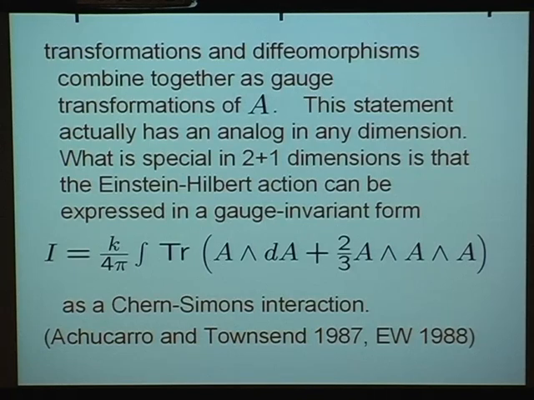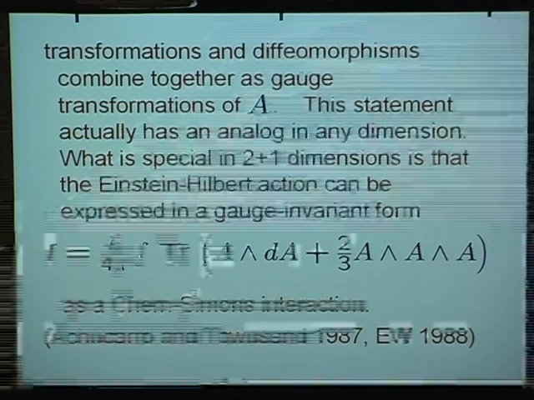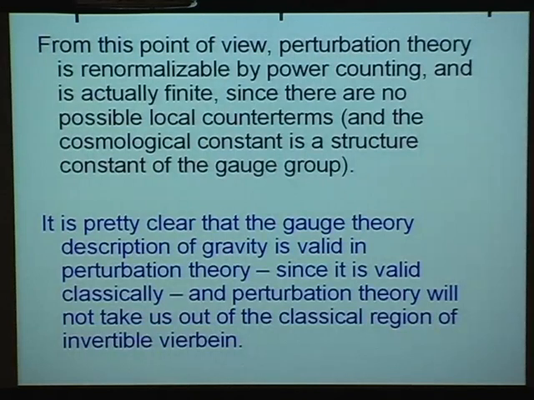Now this is actually true in any dimension, but there's something that's unique to 3 dimensions. What's unique to 3 dimensions is that you can actually write the Einstein-Hilbert action in a gauge-invariant form as a Chern-Simons theory. That doesn't have an analog in 4 dimensions, and it's the reason that this naive relation of gravity to gauge theory is more useful in 3 dimensions. Now, if you approach perturbation theory via gauge theory, then it actually has better properties. Now it's actually renormalizable by power counting, and it's even finite because the Chern-Simons coefficient isn't subject to infinite renormalization. So to the extent that gravity is equivalent to gauge theory, you have not just a renormalizable theory, but a finite perturbation expansion.